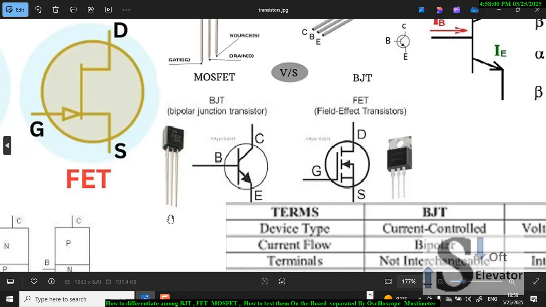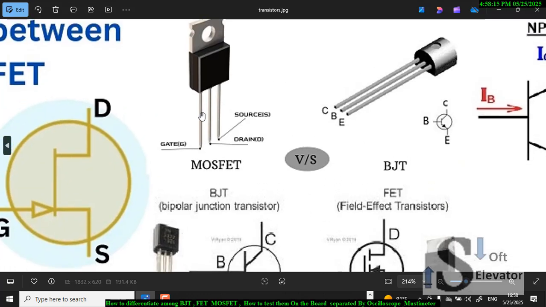If this is a BJT, there will also be the same shape. Here will be the base, at the left side, the base. And then we have the collector. And here we have the down, which is the emitter. Base, collector, emitter.